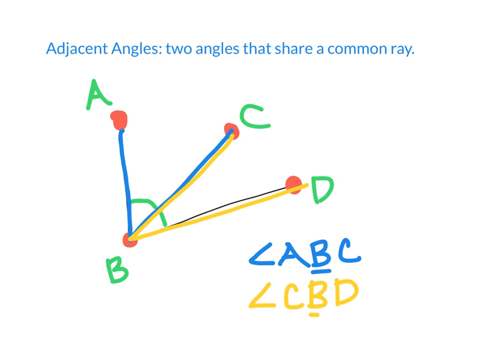So that's naming angles. What I could say is that angle ABC is adjacent to angle CBD. And what we're going to be doing today is using adjacent angles to help us find missing angle measurements. So I'm going to show you that on another page.